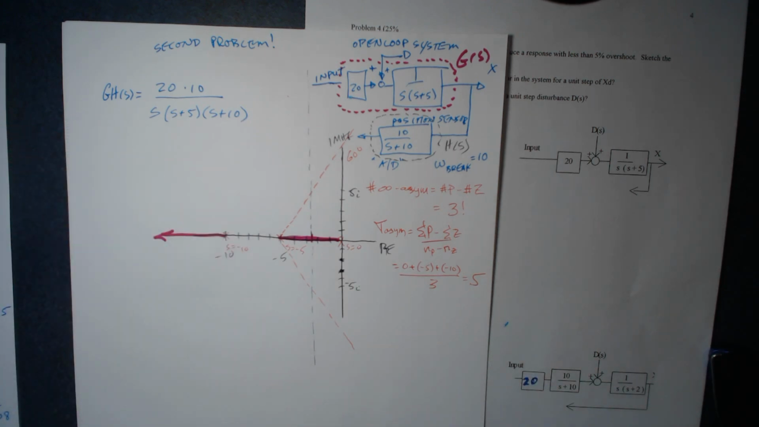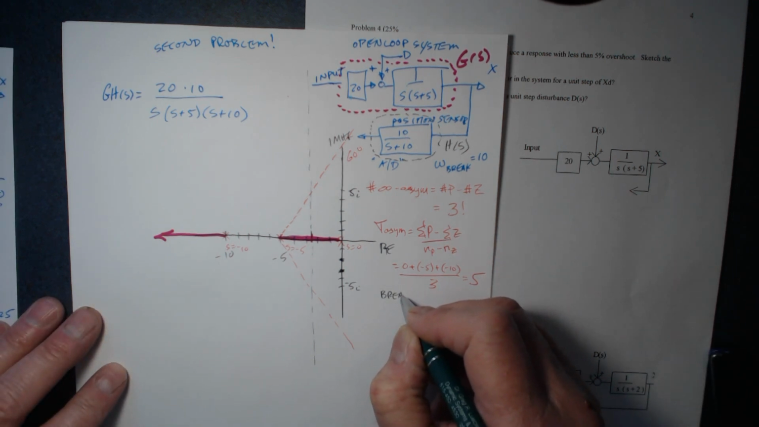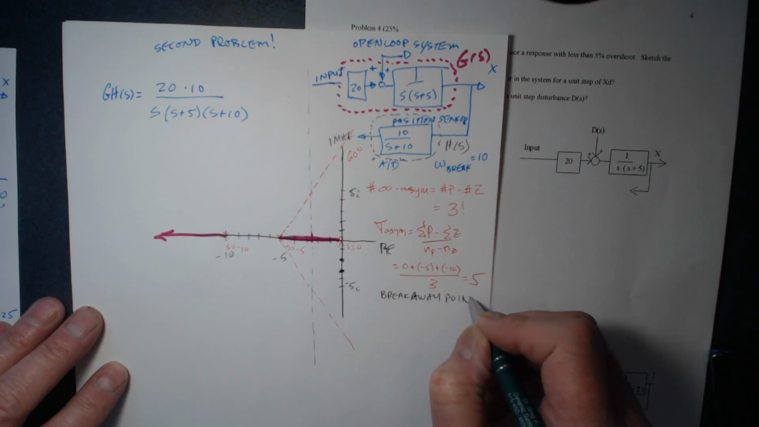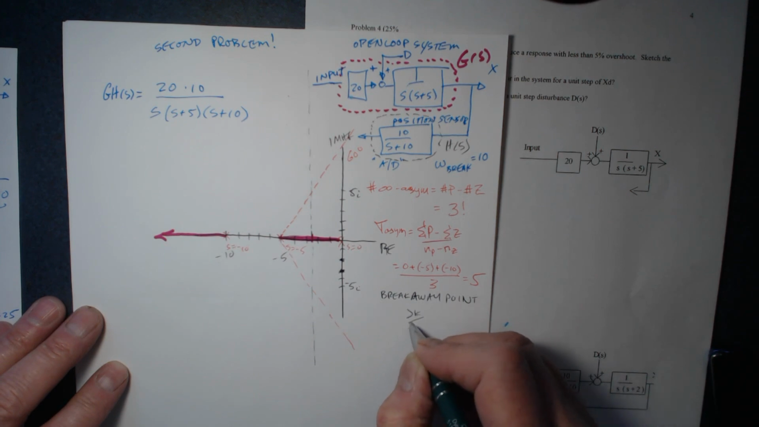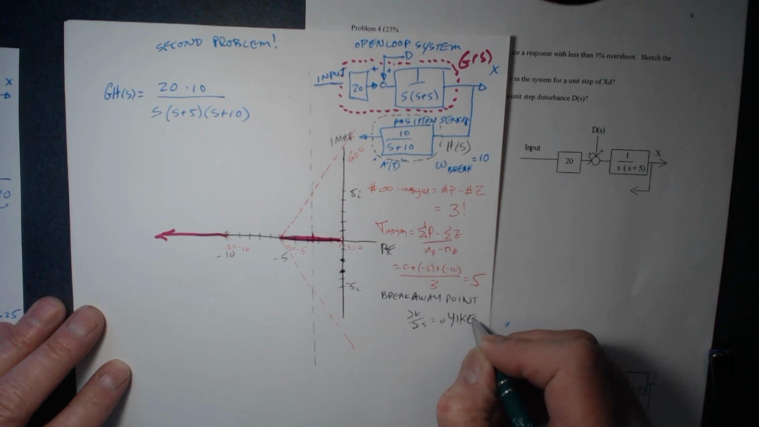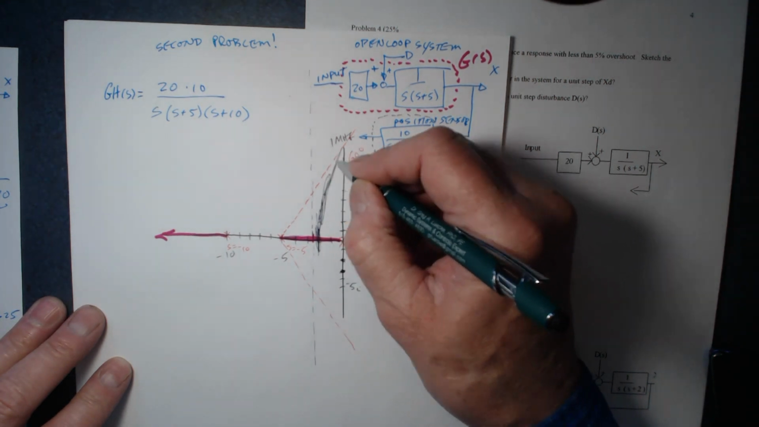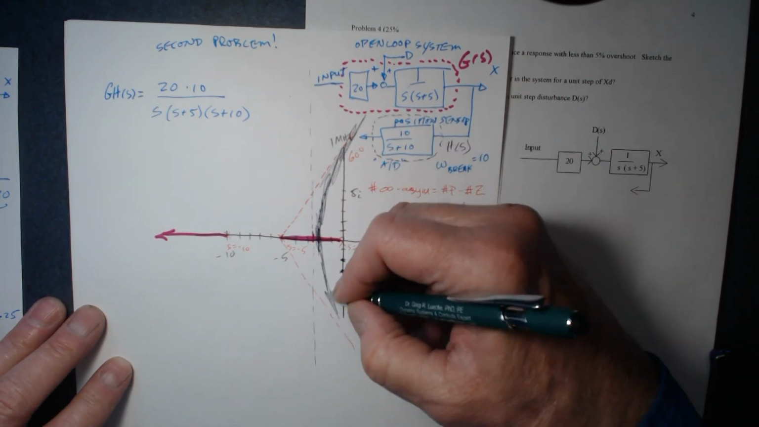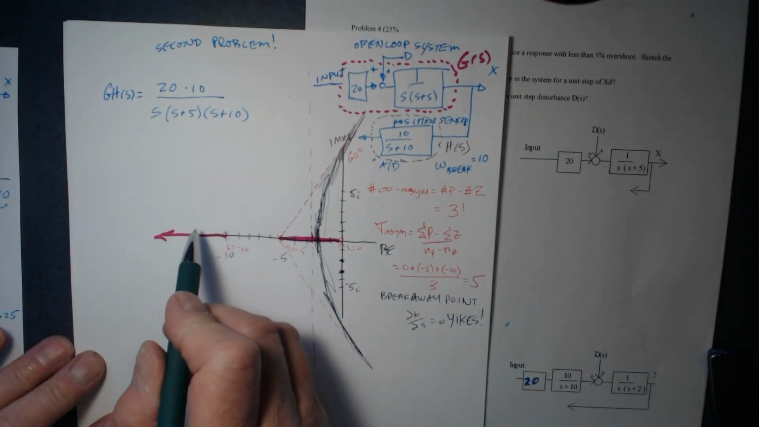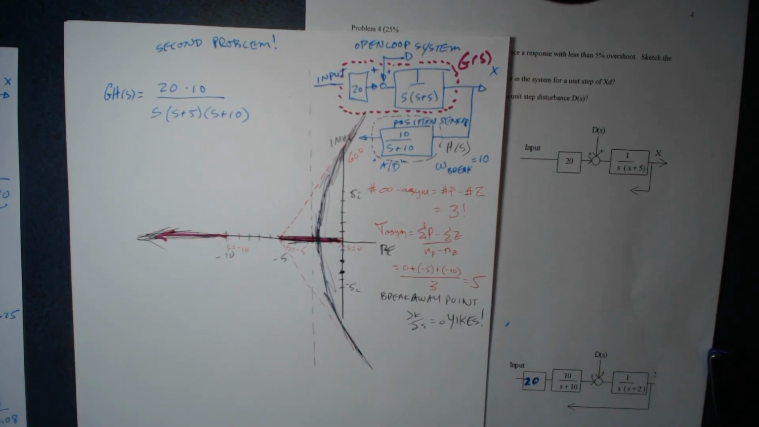We could go and find out exactly where the breakaway point is, but that's dK/dS equals 0. Yikes. So let's just make it up. It's somewhere here, but it has to come up here and bang into those asymptotes. There we go. We're done. That's the root locus for this system.